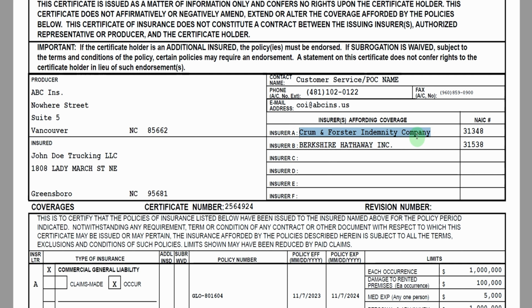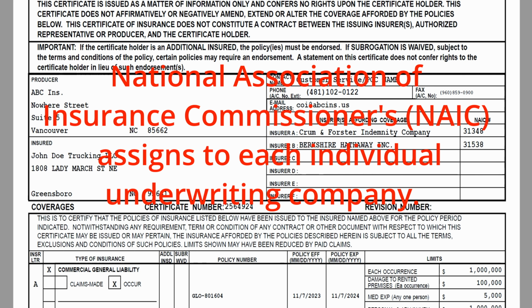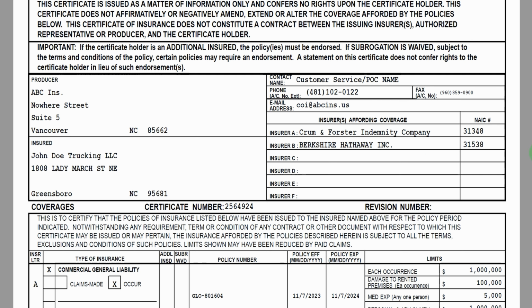This is basically the insurance company that provides a particular policy for your business. In this case, we have two insurers or underwriters, the so-called Crum & Forster Indemnity Company and Berkshire Hathaway Inc. Here you can see the NAIC number. The NAIC number is a number that the National Association of Insurance Commissioners assigns to each individual underwriting company. This is really important because by having this number, you can verify the rating of that company, their power, and if they're legit. So that's important to know. This is open data, available for everyone. So now we move to our policies.